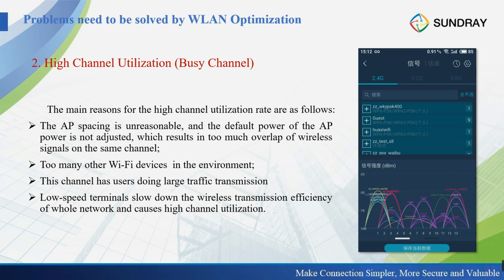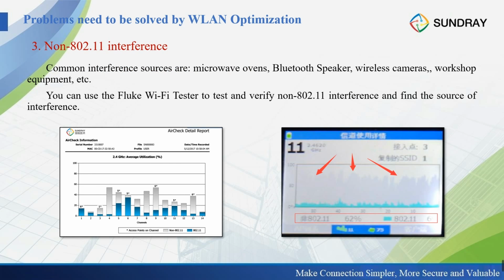or there are other brands of APs near our AP, and also other non-802.11 interference from things like Bluetooth speakers, wireless cameras, and microwave ovens. This also can cause interference for our Wi-Fi products and make our wireless network slow.